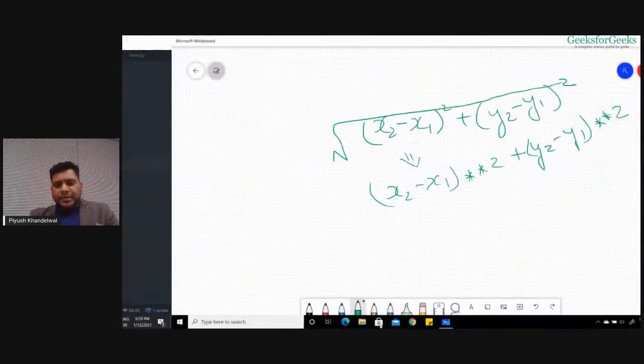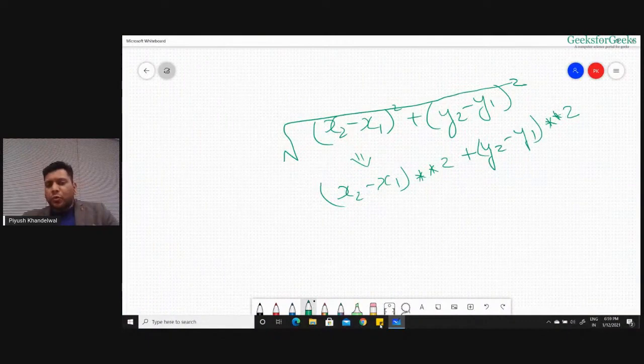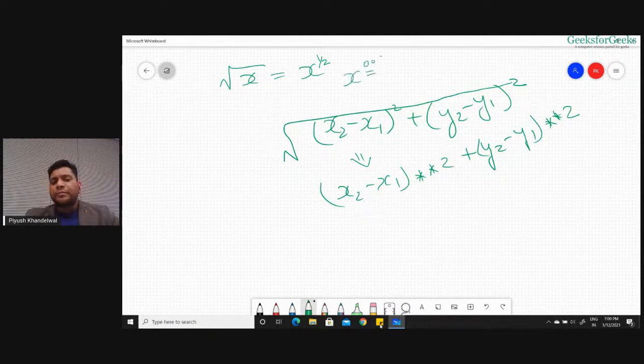Now the thing is we need to compute the square root of this whole, right? So for square root, I know if I say square root of x, it is actually x to the power 1 by 2. I hope you have studied this in mathematics. If you have not, square root of x is x to the power 1 by 2, or we can say x to the power 0.5, right? And this can be written in Python like x raised to the power 0.5.